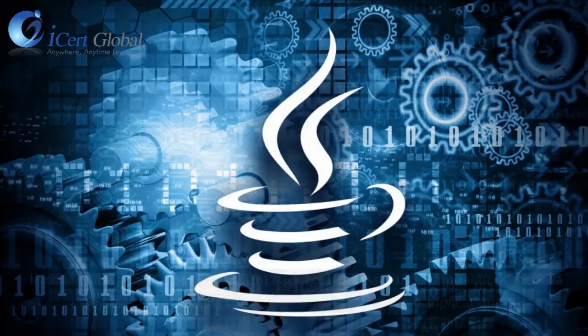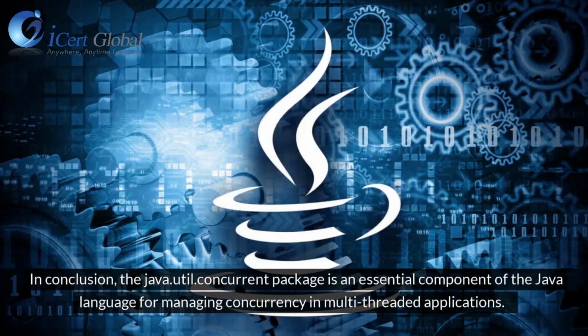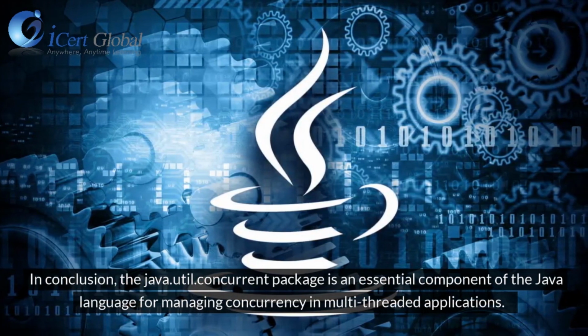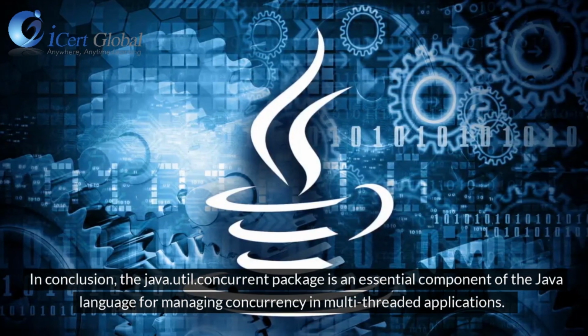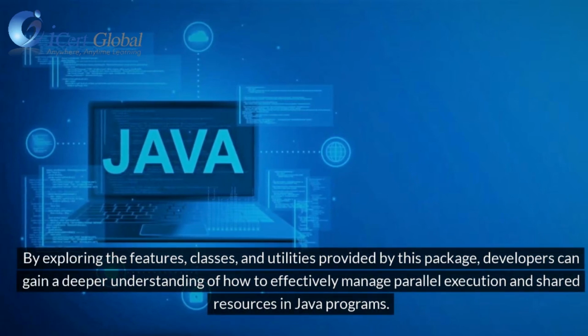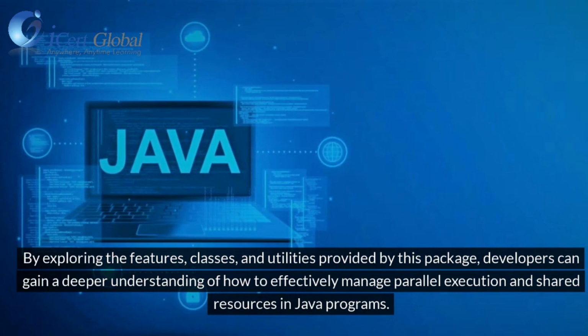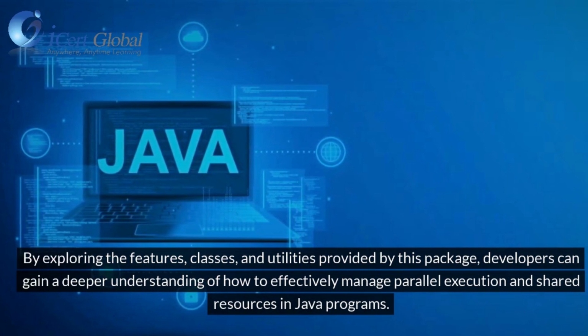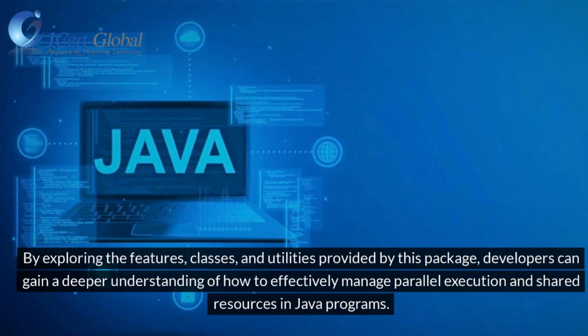Conclusion. In conclusion, the java.util.concurrent package is an essential component of the Java language for managing concurrency in multi-threaded applications. By exploring the features, classes, and utilities provided by this package, developers can gain a deeper understanding of how to effectively manage parallel execution and shared resources in Java programs.